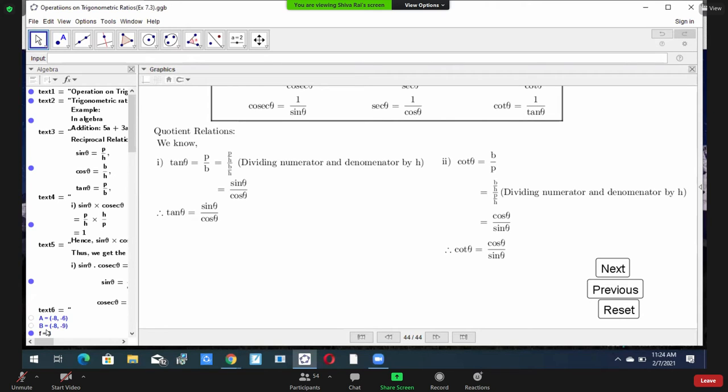Sin theta equals 5 upon 13. Now after this, how many ratios are left to find? How many left to find? 5. Five ratios are left. It means you have to find cos theta. Cos theta equals how much? You have to find sec theta. Sec theta equals how much? You have to find cosec theta. Cosec theta equals how much? You have to find tan theta. Tan theta equals how much? You have to find cot theta. Cot theta equals how much? They are left. In this case, 5 trigonometric ratios are left. Those remaining trigonometric ratios you have to find.